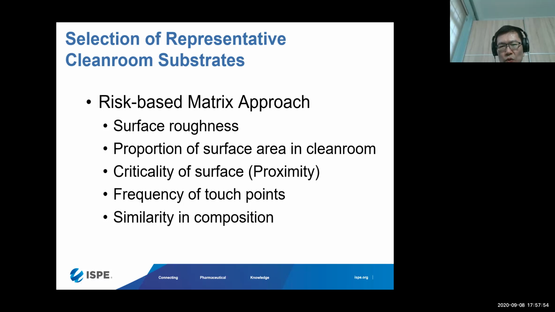Those surfaces very close to where your product is exposed to the environment, you may want to consider as well. The frequency of touch points, the touch points by operators, typically those are the dirtiest parts of the areas. So the frequency of the touch points. And also you can consider the similarity in composition. You can group the substrates together, the same group of the same type of materials, and choose the worst case based on some assessment. So these are some ideas that you can use to choose the representative surfaces based on the risk.